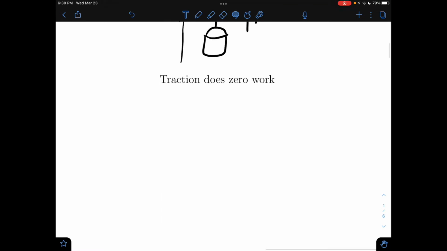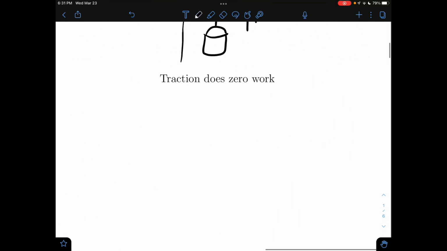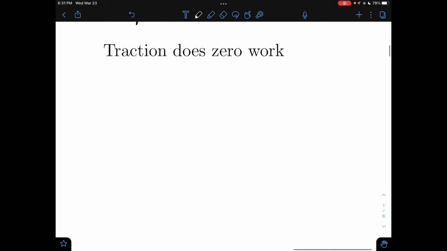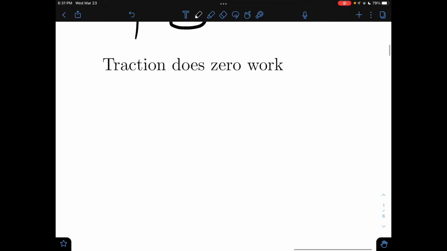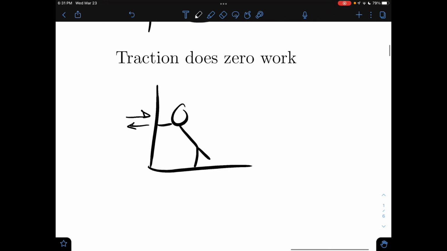Now traction doing 0 work. This is again like something like static friction doing 0 work, meaning either our displacement has to be 0 or our angle between them has to be 0. So the way I thought about this was, if there's a person leaning on a wall, right? They're pushing on the wall, the wall's pushing back on them, but they're not moving, they're just leaning on the wall.